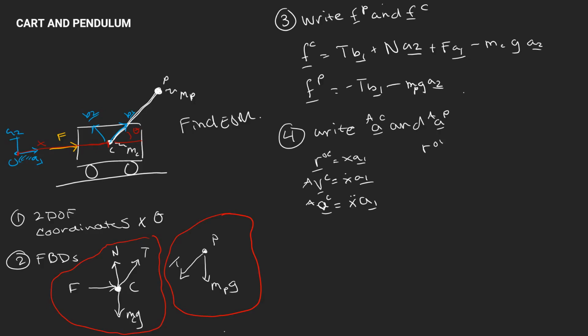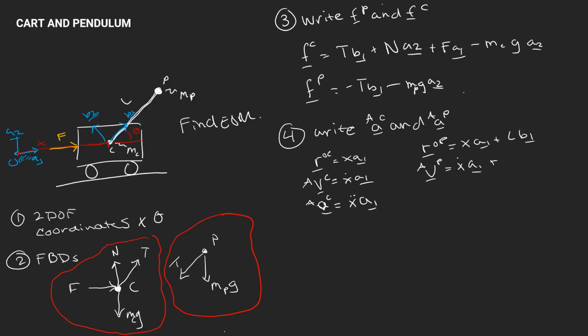Now we can write the position vector ROP, and that's going to equal X A1 plus LB1. I'm going to use the magic formula here to write the velocity of point P in frame A. This is actually going to be X dot A1 plus, I'm going to skip a few steps here, the time derivative of this is 0. L is the length of this rod here. L doesn't change, so that's 0.